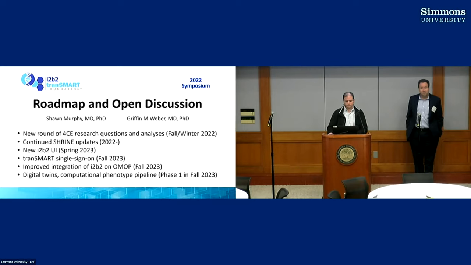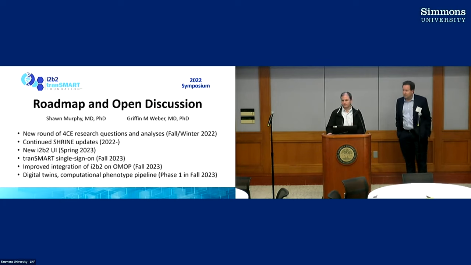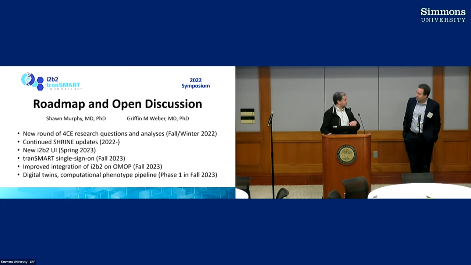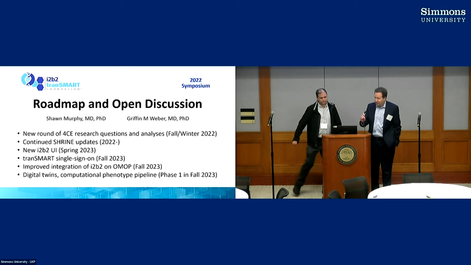Jeff and others mentioned the improved integration of i2b2 on top of OMOP, and that will be available as part of what we're working on the Dell projects next year. And then a major thing we're working on in i2b2, which won't be done this year, but we'll have initial phase one of this and more long-term expansions of it, is the digital twin computational phenotype pipeline that we heard earlier with our keynote speaker, and Shawn elaborated it more. Do you want to say a couple more words about it? I'll talk a little bit about that.